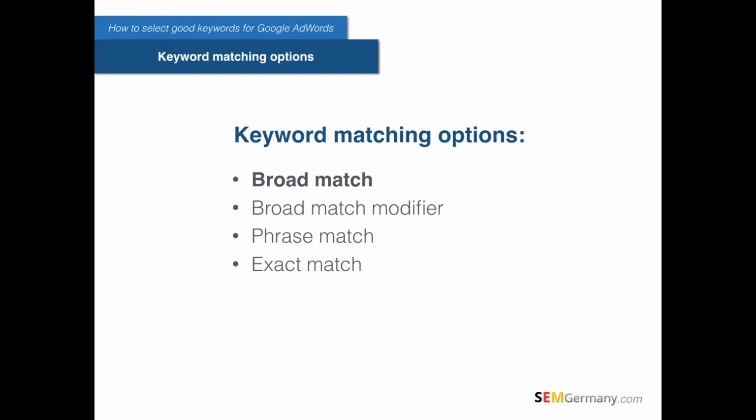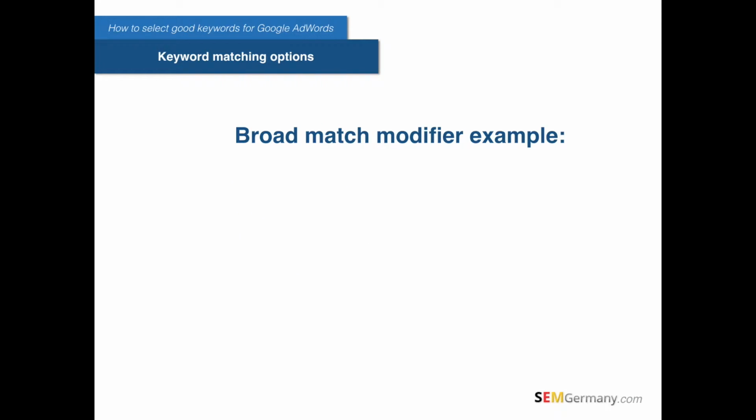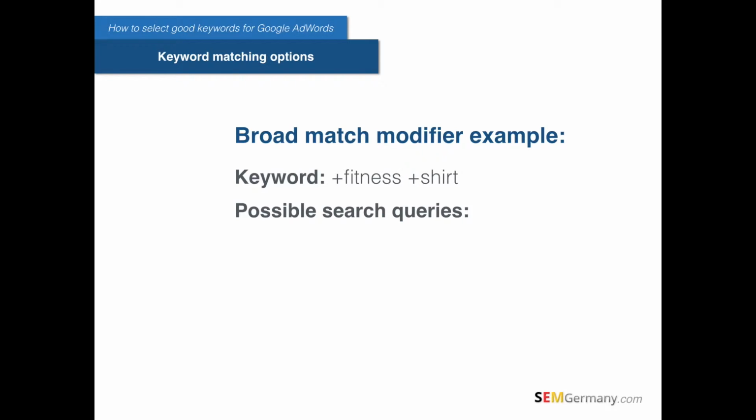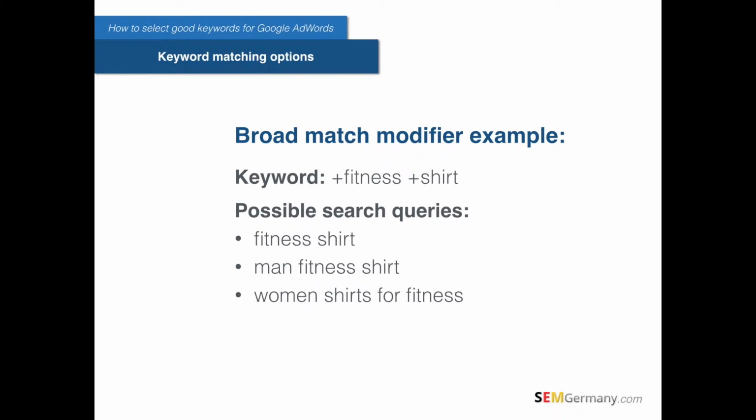What I use much more often is broad match modifier. And what that does is that it takes the idea of a broad match keyword, but one that you can control much better. In order to use the broad match modifier option, you just have to add a plus symbol in front of your keywords. In this example, I took fitness shirt and in front of each word added a plus. And this plus now tells Google, whenever someone is searching for something with fitness and shirt in it, please show my ad. So a possible search query would be fitness shirt, but also man fitness shirt, or women fitness shirt, or women shirts for fitness, or best fitness training shirt.